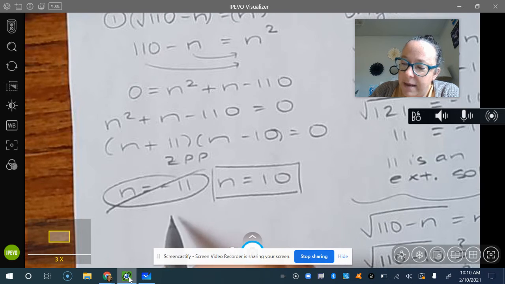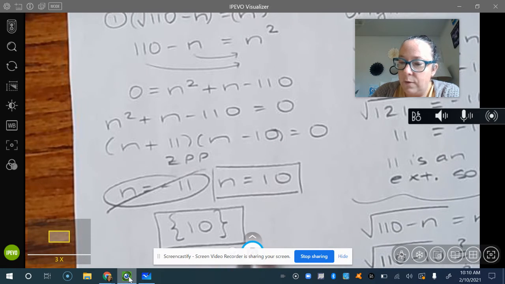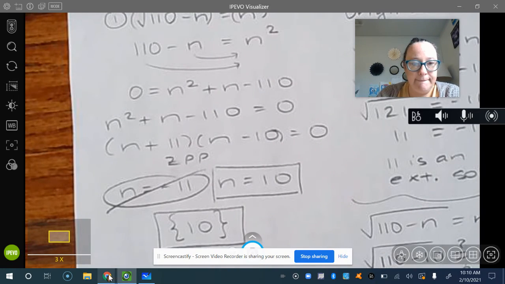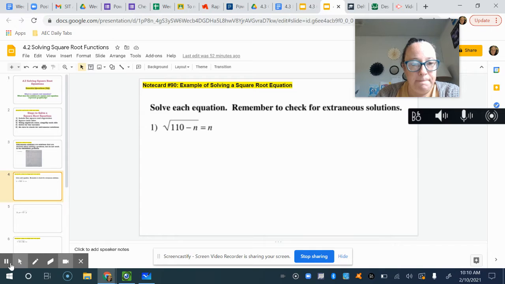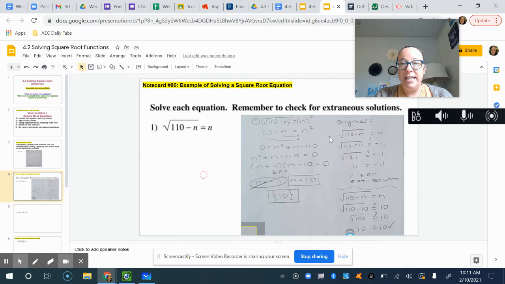When you're doing your Delta Math, you would put it like this, the little squiggly set notation, and you would just put 10. Okay? All right, so I went and put it back over here on the slides so you can see all of that work.